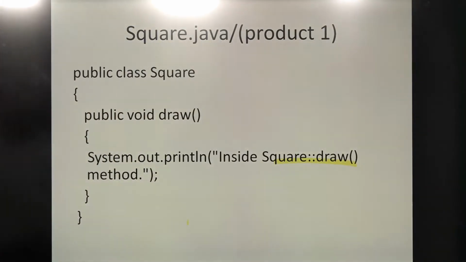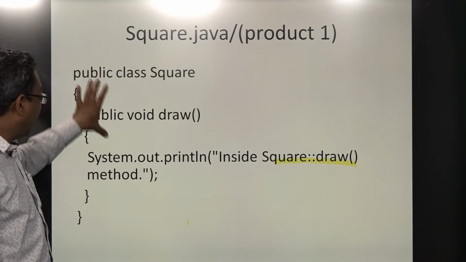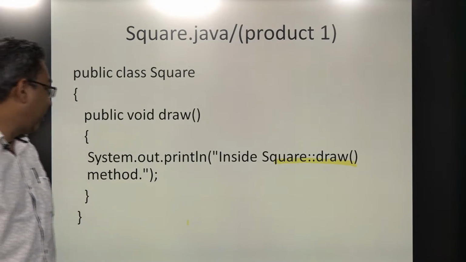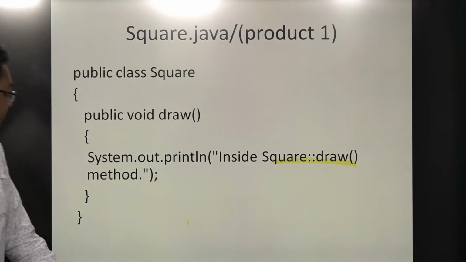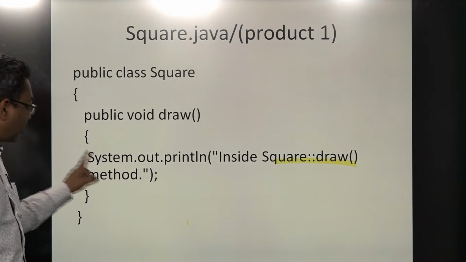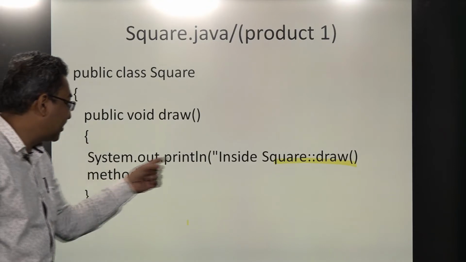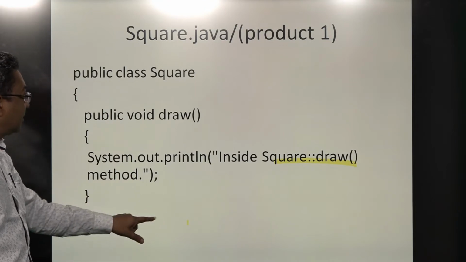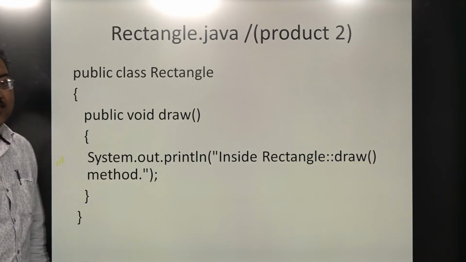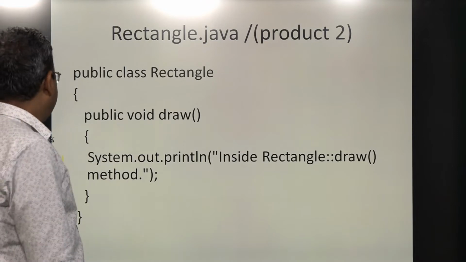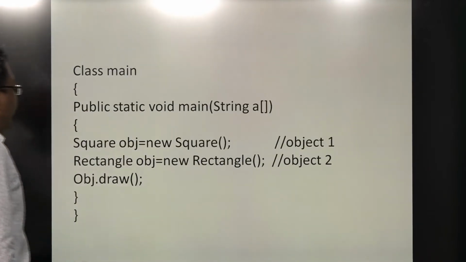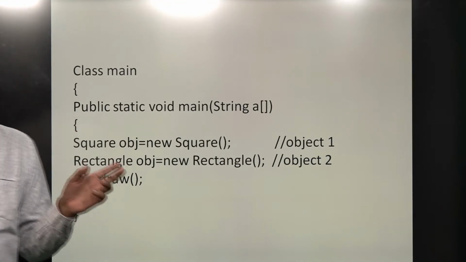The example is this. Let's say we have created a class named Square, having a function that is void draw. Of course, you can write any functionality. For simplicity, I have written just System.out.println. On the same concept, I have another class named Rectangle, and in the Rectangle class I have the function draw. So product 1 and product 2, I have created.